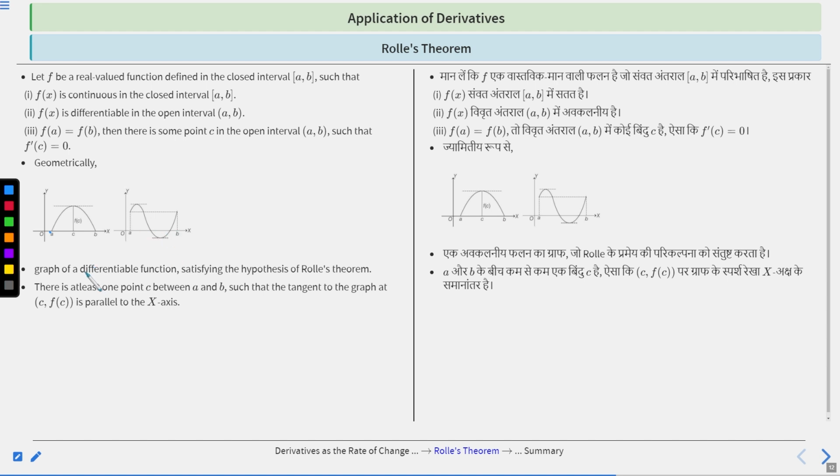Clear? So this is the graph of a differentiable function satisfying the hypothesis of Rolle's theorem. So there is at least one point c between a and b, you can see this, such that the tangent to the graph at point c is parallel to the x-axis, right? Which is a horizontal tangent. Clear? So these are basically the statement and geometrical meaning of Rolle's theorem.